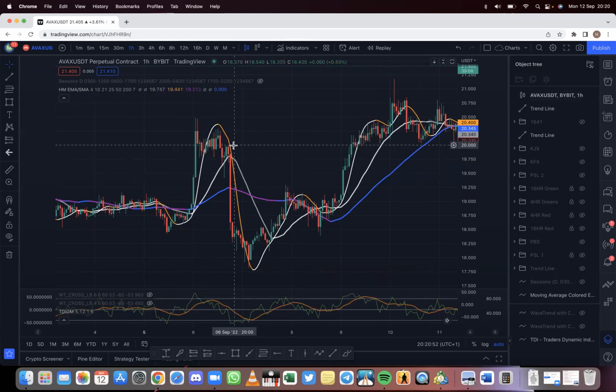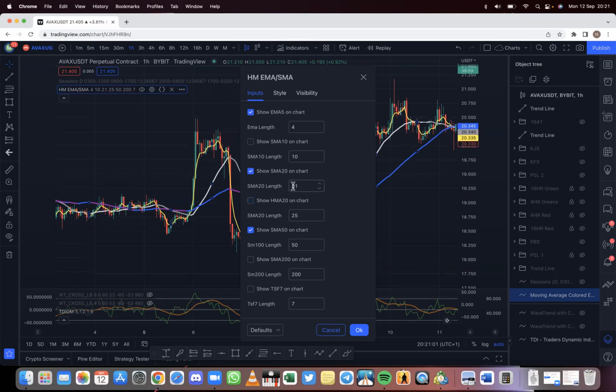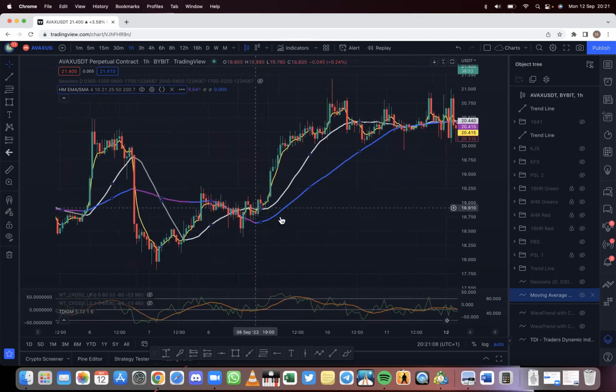In the meantime, we are looking at the basic moving averages, the 21 or the 20 moving average, and then the 50. And then you make your decisions, whether you can sit on the charts.